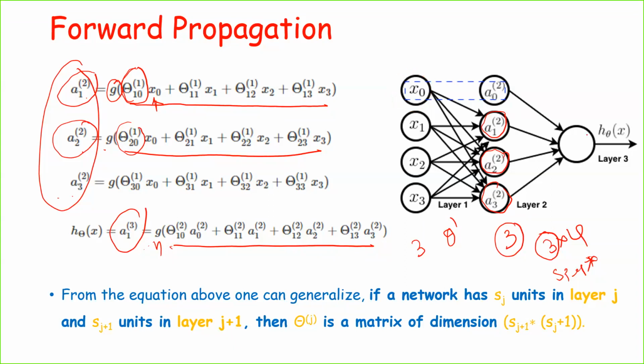Similarly, if there is 1 unit at layer 3, 3 units at layer 2, what is the size of theta 2? Size of theta 2 will be 1 by 4. This is 3 by 4. This is 1 by 4. Right?